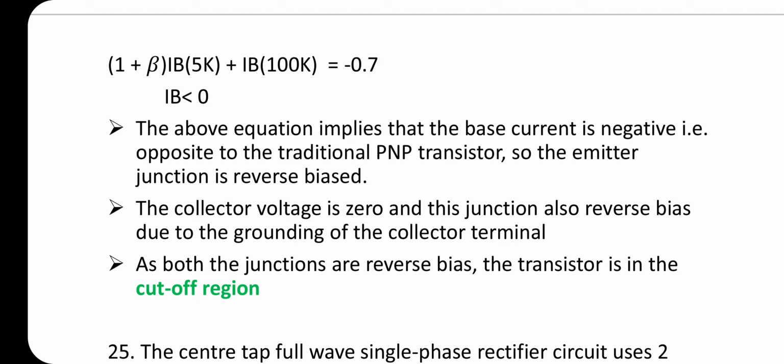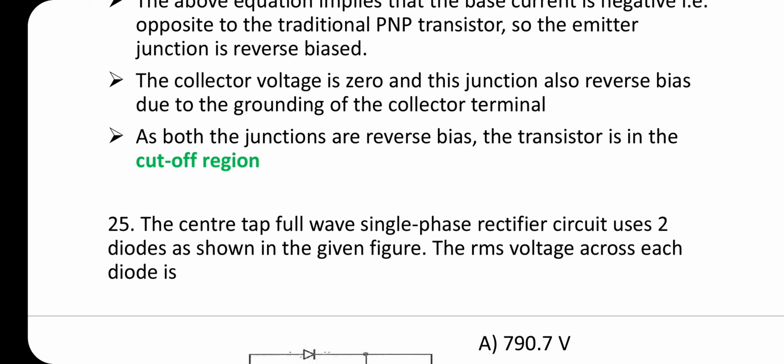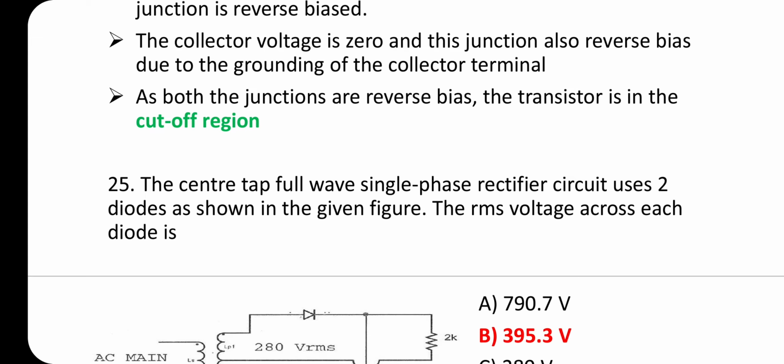opposite to the traditional PNP transistor. So the emitter junction is reverse biased. The collector voltage is 0 and this junction is also reverse biased due to the grounding of the collector terminal. As both the junctions are reverse biased, the transistor is in the cutoff region.